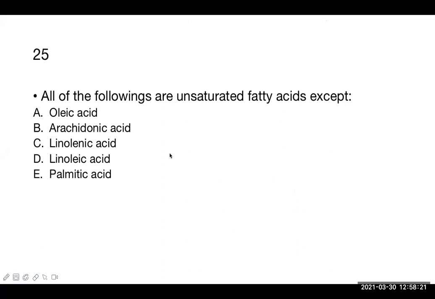Okay, now see there. All of the following are unsaturated fatty acids, except... a very easy question for you from biochemistry. So, what is the correct option here? Is it oleic acid? Is it arachidonic acid? Is it linolenic acid, linoleic acid, or palmitic acid? Anyone? What is the correct answer here? Palmitic acid. Okay, that's the correct one. Palmitic acid. Apart from palmitic acid, all others are examples of unsaturated fatty acid. This is an example of saturated fatty acid.